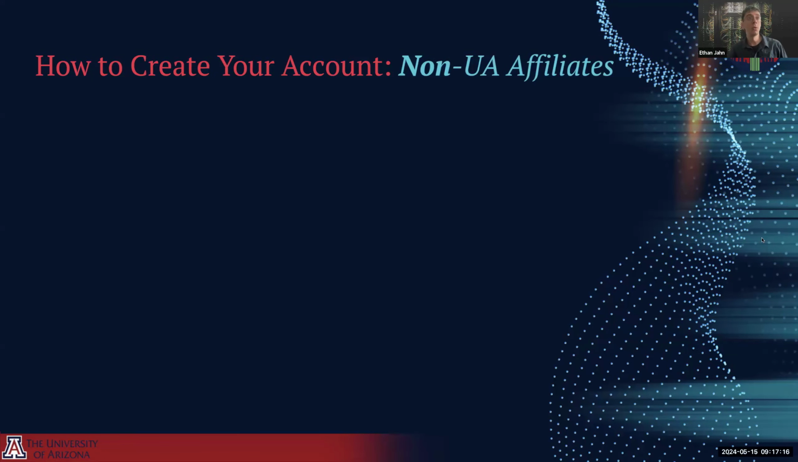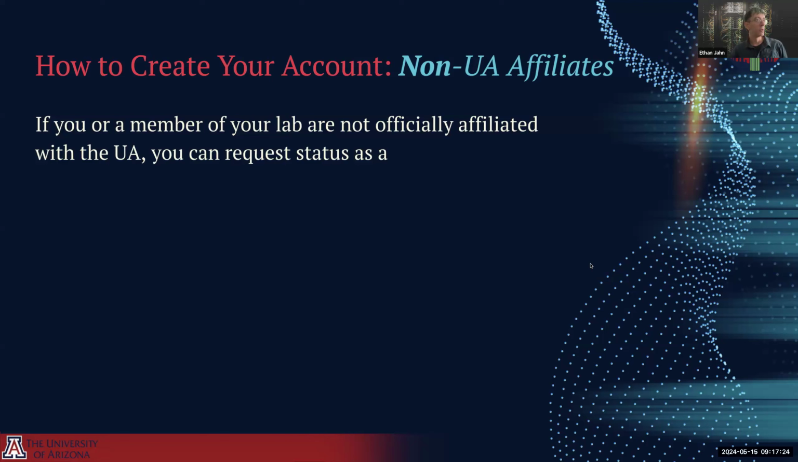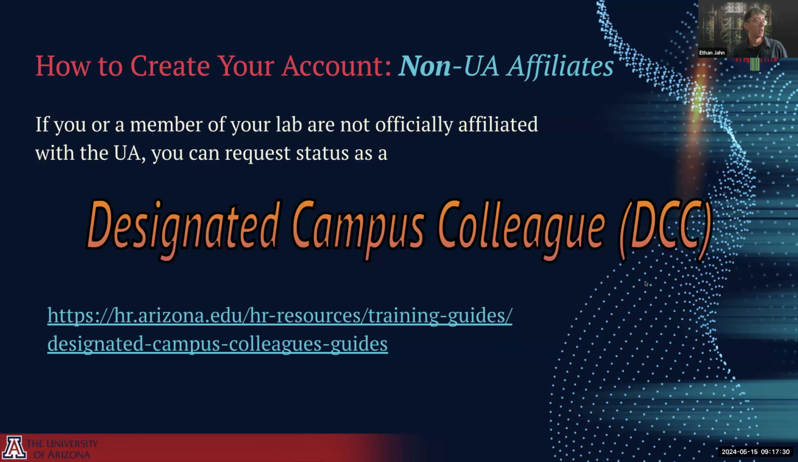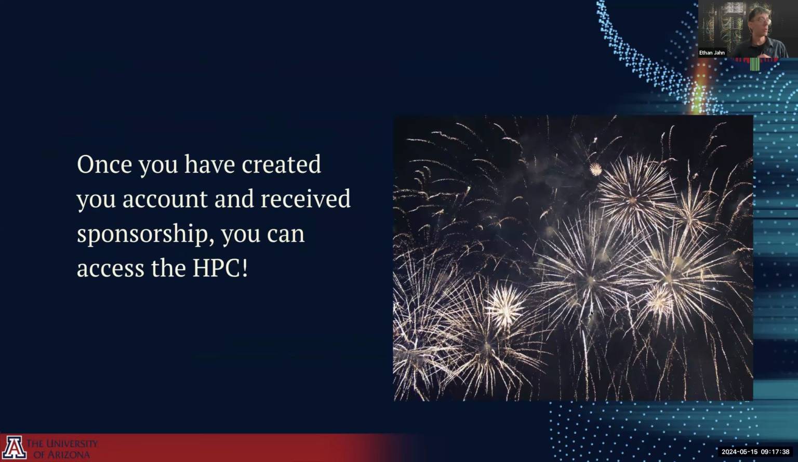If you're not a UA affiliate, you can still get access if you're collaborating with a group here on campus. So you can request status as a designated campus colleague, or DCC. And to do that, you would go to this link here and follow the instructions there. So moving on, once you have created your account and received sponsorship, then you can access the HPC.